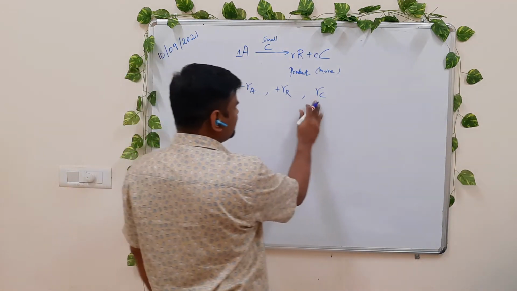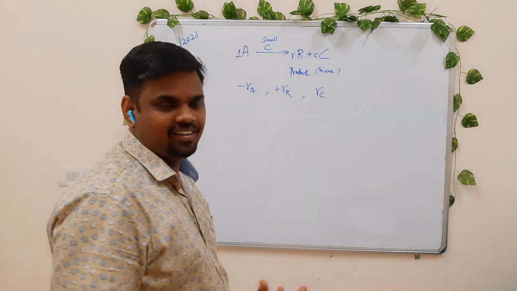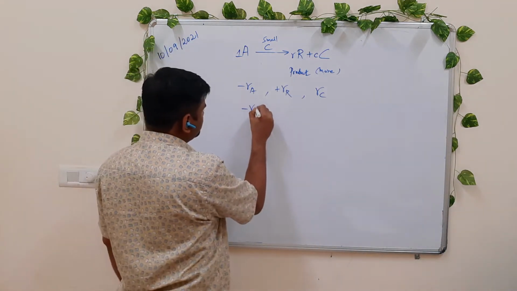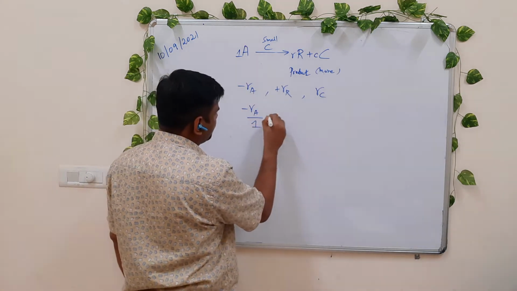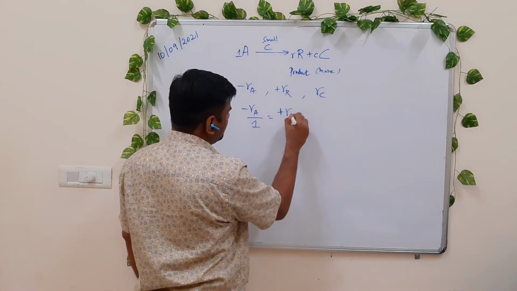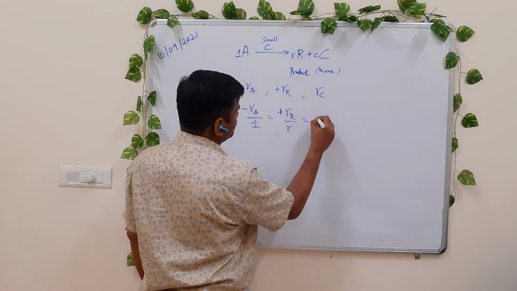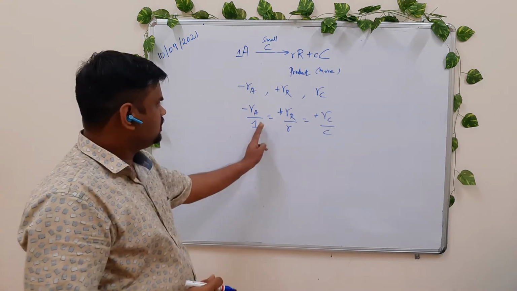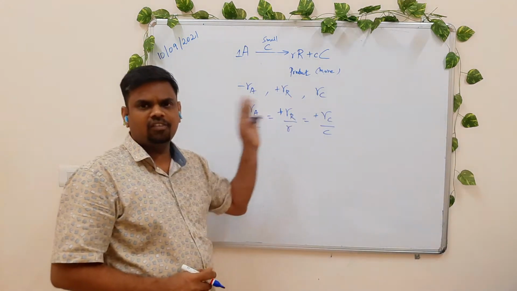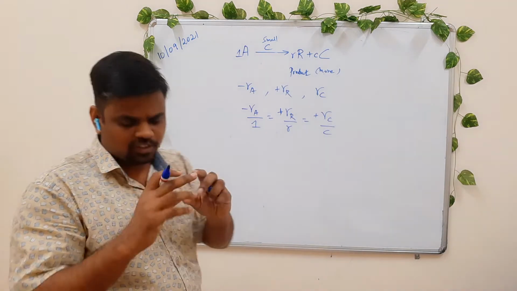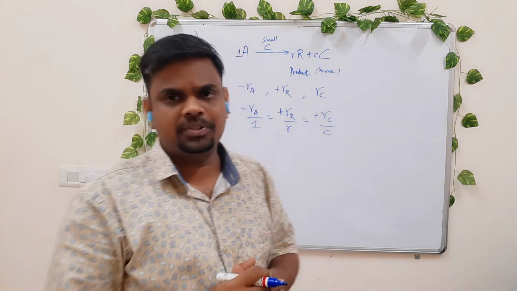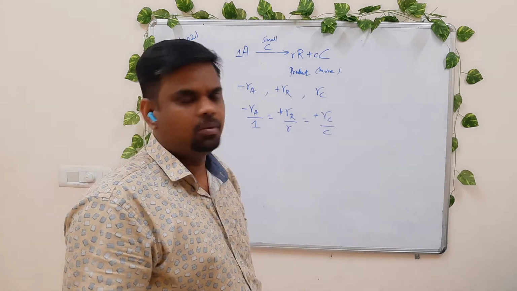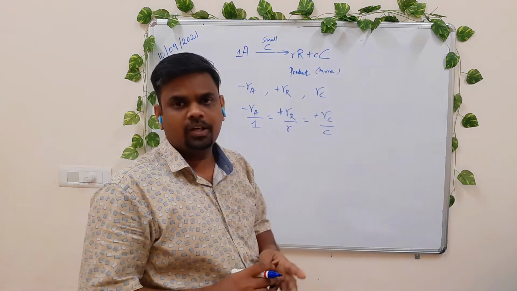So how are these rate equations related? We have seen the relationship: minus rA by 1 equals plus rR by r equals plus rC by c, right? So these rate equations are interconvertible. That's why we always write it in terms of substrate or with respect to enzyme. We can write the rate equation and they are interconvertible. We can relate them using this stoichiometric balance.